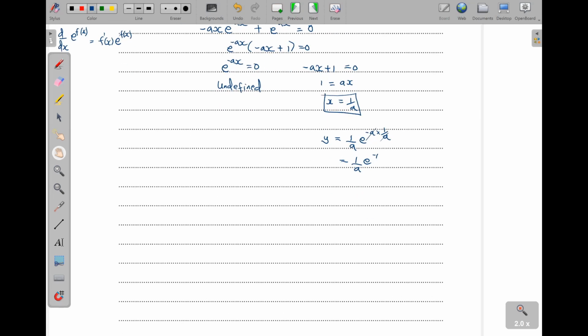So the exact coordinates of M, I can write them as x is 1 over a, then y is 1 over a, then e, because this one can go down. So whether you write it as 1 over a, e to the power of negative 1, or you write it like this, they are all the same. So I'll conclude that these are the coordinates of M.